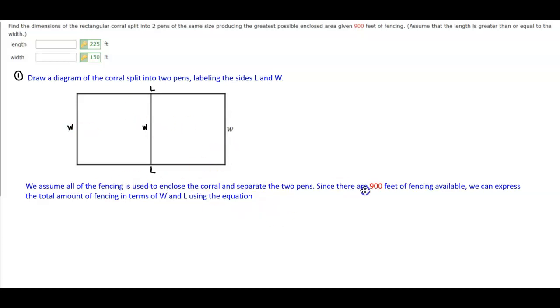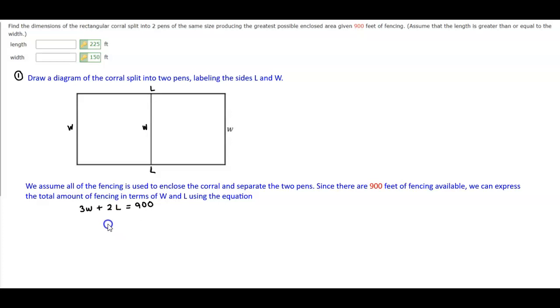So, since there are 900 feet of fencing available, we can express the total amount of fencing in terms of W and L using an equation. We have 3 widths plus 2 lengths, and it's going to equal 900 feet.